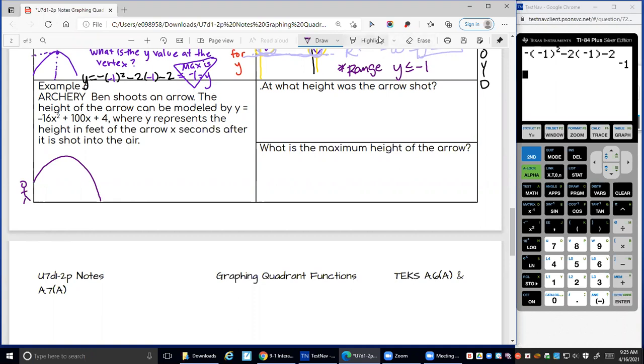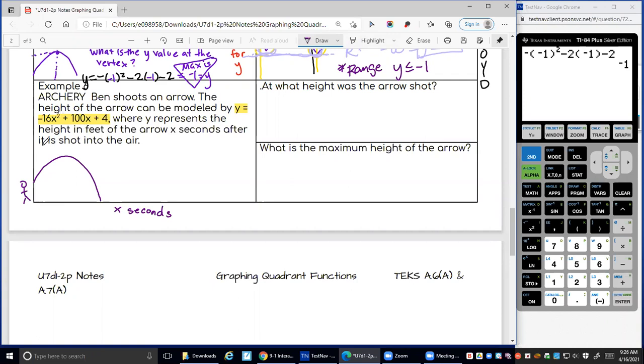So here's our equation: y equals negative 16x squared plus 4. Based on this equation, can anybody tell me why I made this look like a sad face? Oh, the negative in front of 16, right? It's the negative number, so it looks like a sad face. And it makes sense when we're talking about the path of an arrow. This y represents the height in feet of the arrow x seconds after it is shot into the air. So I'm going to label x, in the unit of seconds.